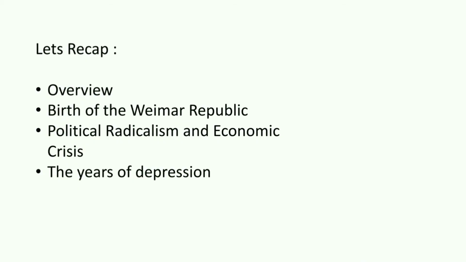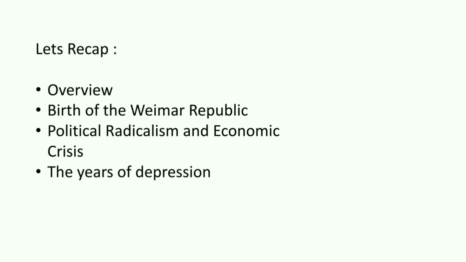Okay, let us recap what we have learned in this session. We had an overview of the chapter. We discussed the birth of the Weimar Republic. That is, after initial gains, Germany and the Central Powers were defeated in World War I. Allies got strengthened with US entry in the war in 1917. Abdication of the German Emperor and setting up of the National Assembly and elections based on universal adult franchise.